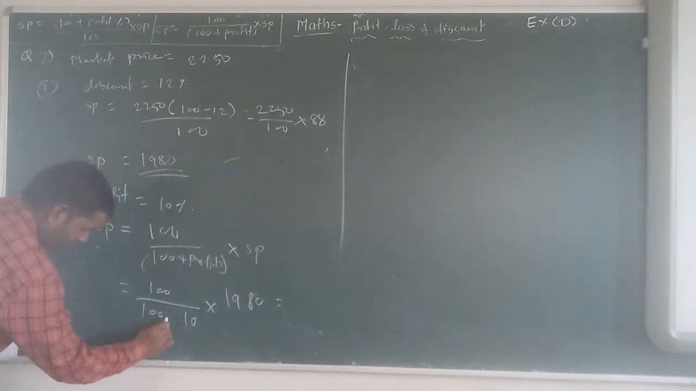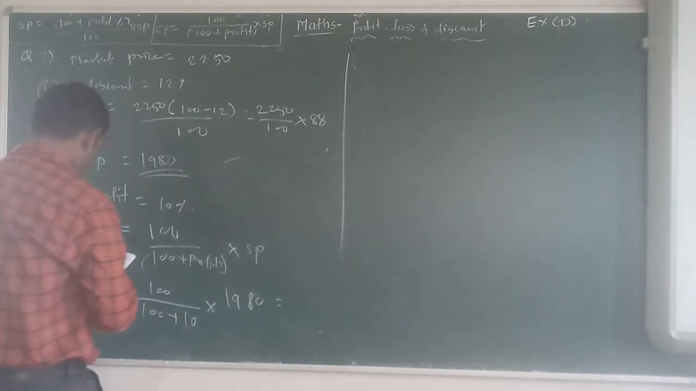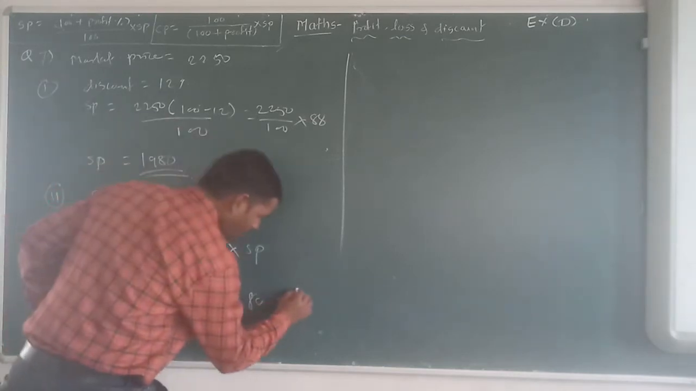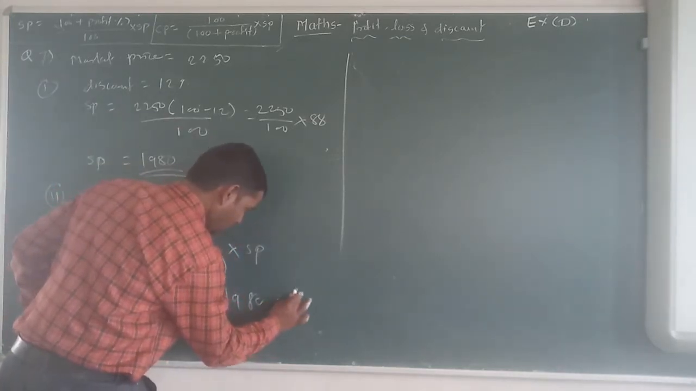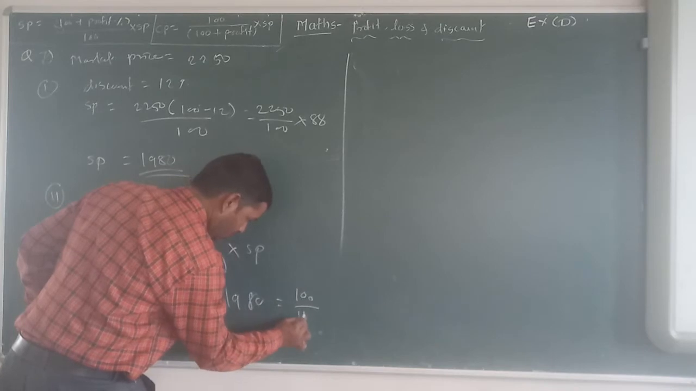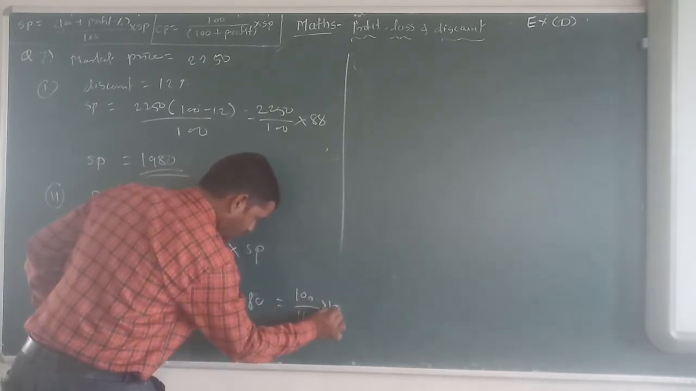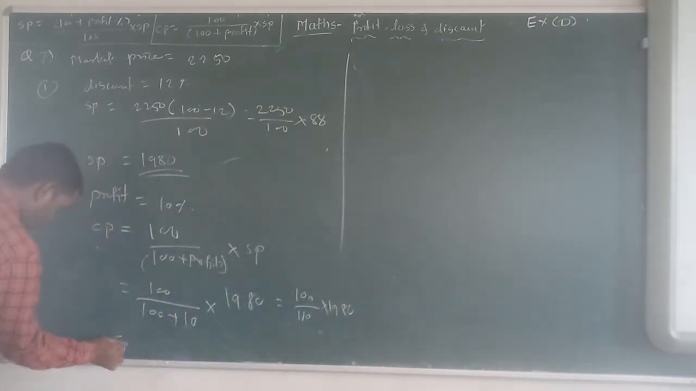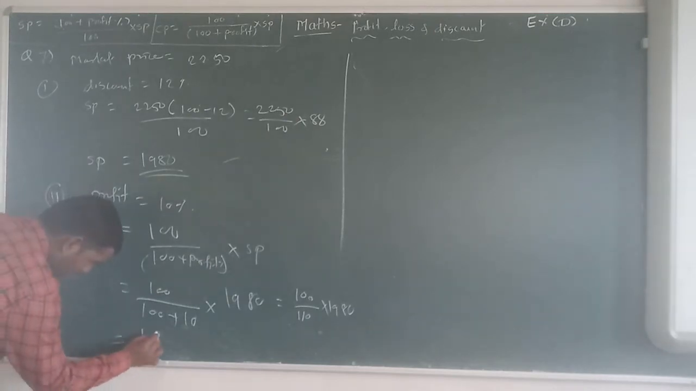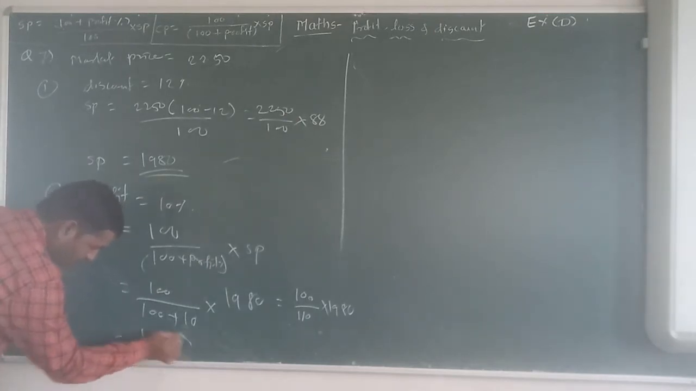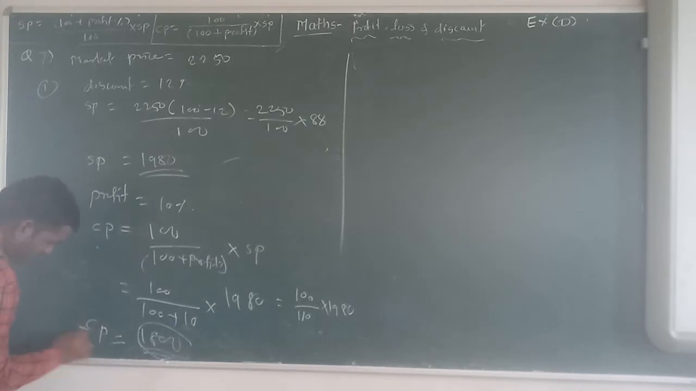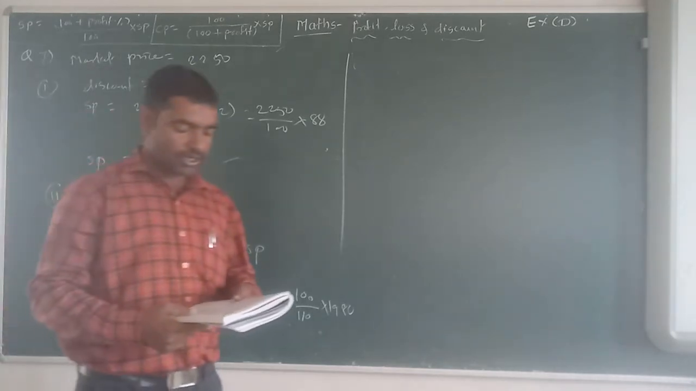This is plus, so which will be 100/110 into 1980. So your answer will be 1800. That means your CP will be 1800. So this is the CP, which will be 1800.